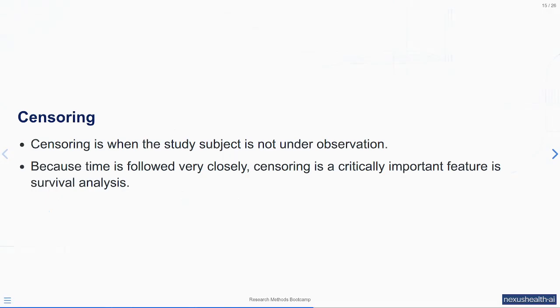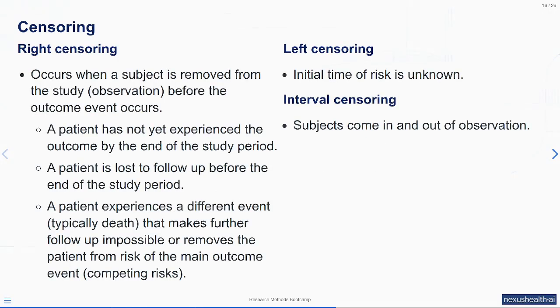Again, censoring is when the study subject is not under observation. And because time is followed very closely, censoring is a critically important feature in survival analysis. There are different types of censoring. So we have right censoring. This is the more common one that we know about. This occurs when a subject is removed from the study before the outcome event occurs, and there are different variations.